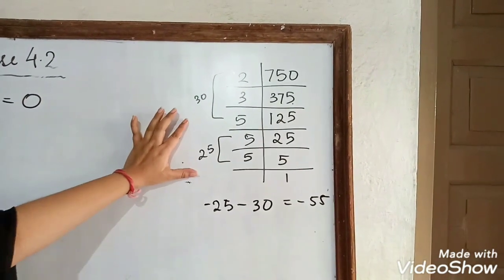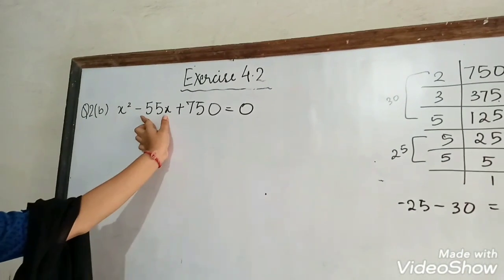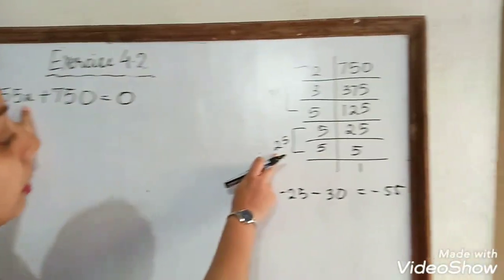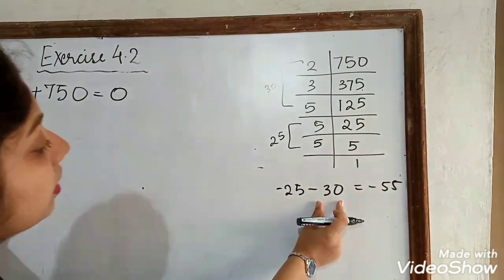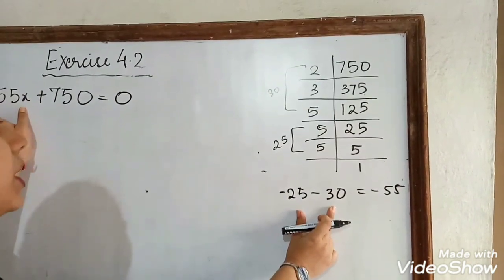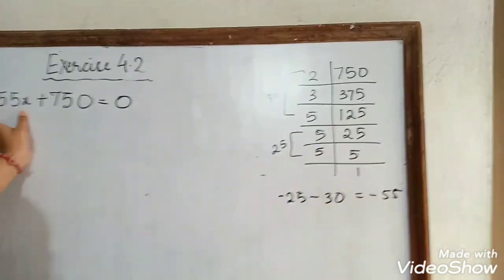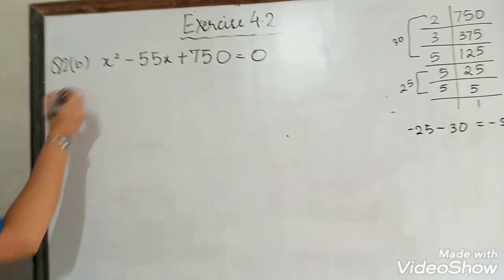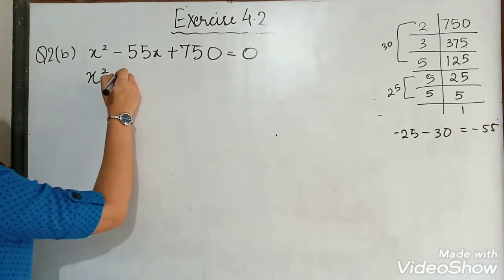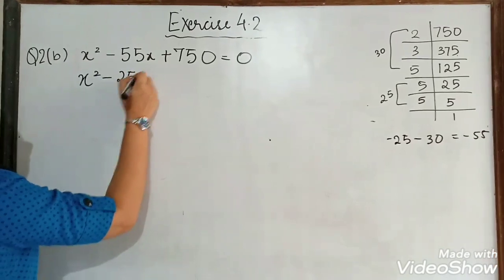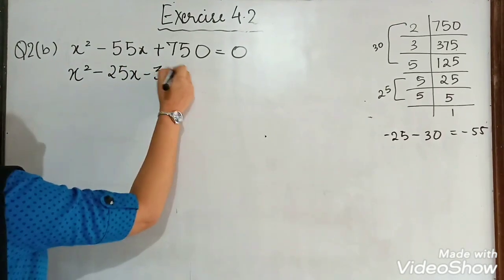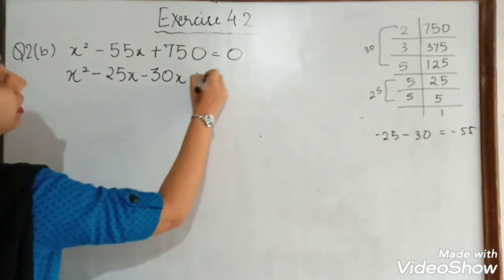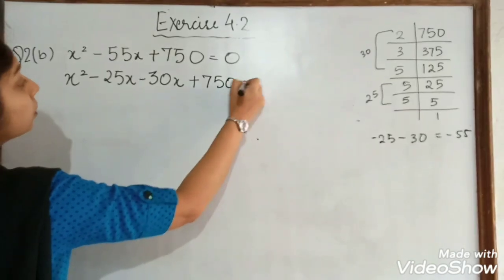So over here the middle term is minus 55. So this can be converted as minus 25 minus 30. On addition of both the negative integers, we will get minus 55. So let us split this middle term. This will be x square minus 25x minus 30x plus 750 is equals to 0.